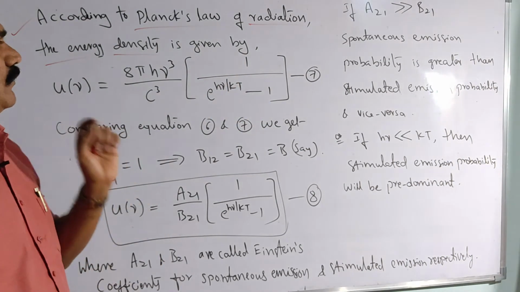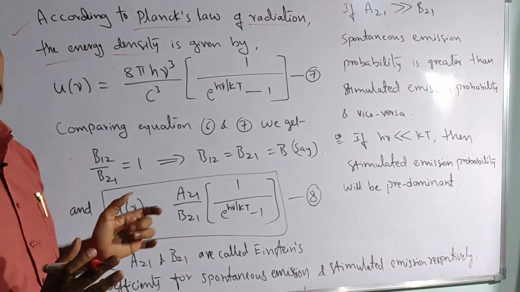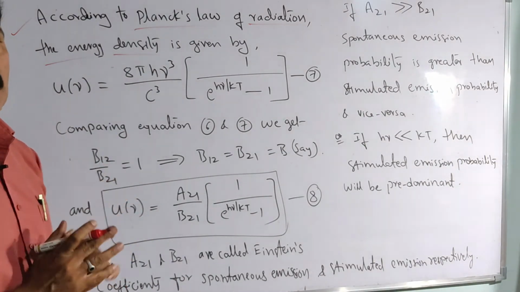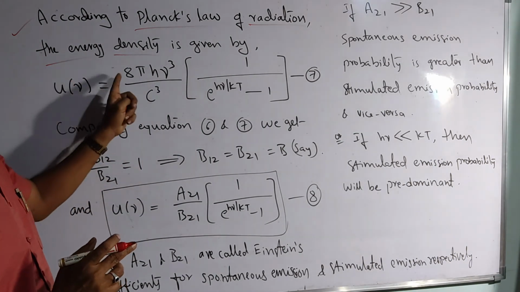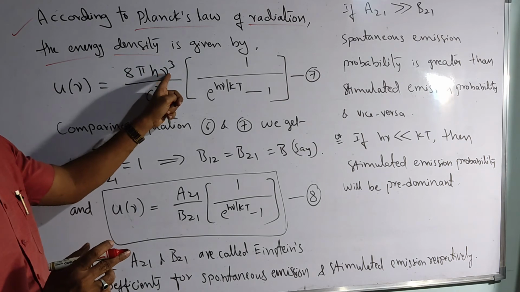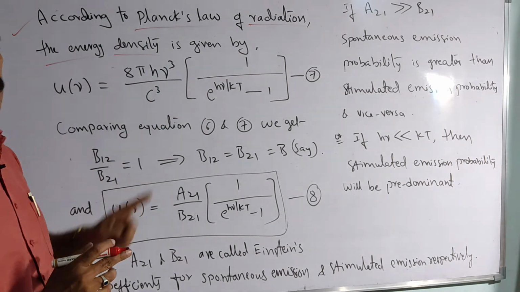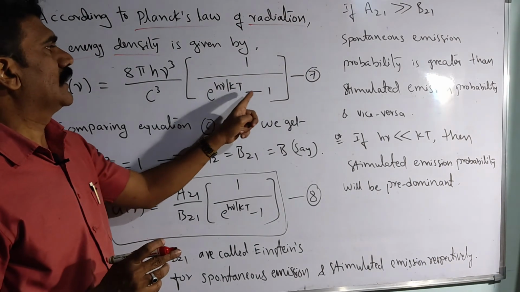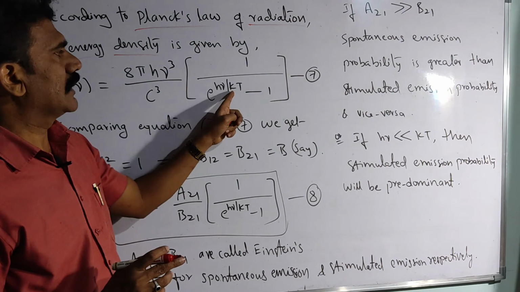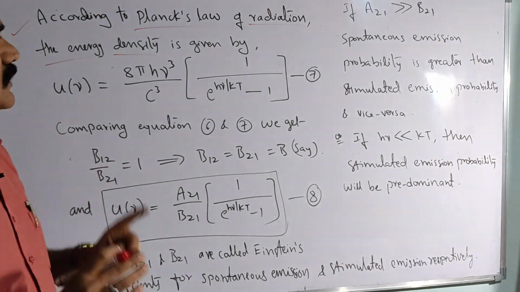So this is a very standard equation for the energy density of any radiation. You will come across it in the black body radiation also. Okay, so you should remember this equation, that is 8 pi h nu cube, where nu is the frequency, h is the Planck's constant, divided by c cube, c is the velocity of light or velocity of radiation, 1 by e to the power of h nu by KT minus 1. As I told already, k is again Boltzmann constant and T is the absolute temperature of the system.